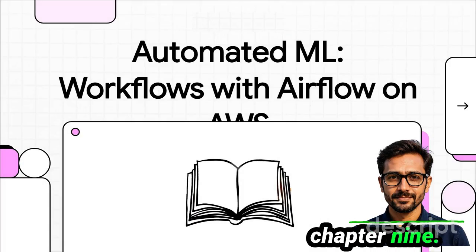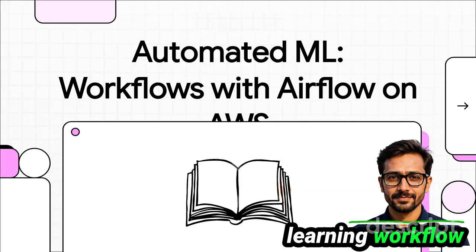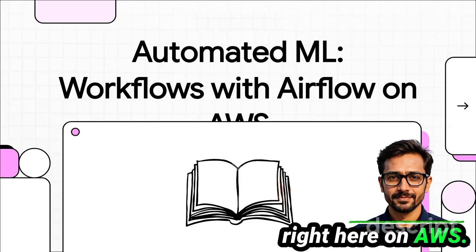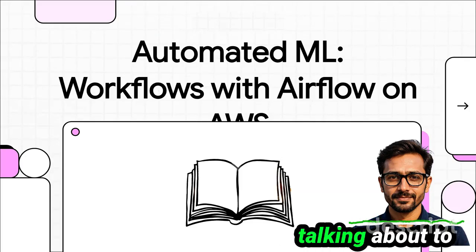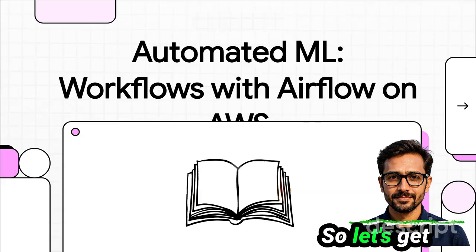Welcome to Chapter 9. Today, we're diving deep and building a complete automated machine learning workflow right here on AWS. We're going to connect all the pieces we've been talking about to create a system that pretty much runs itself. So, let's get right into it.